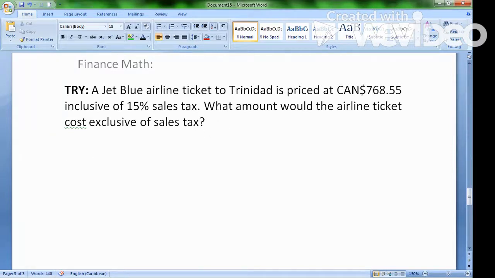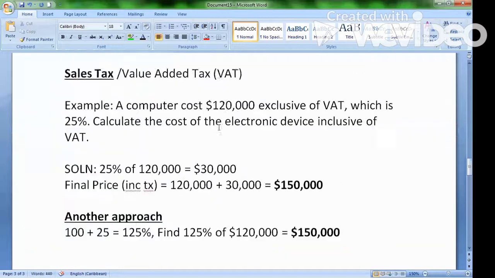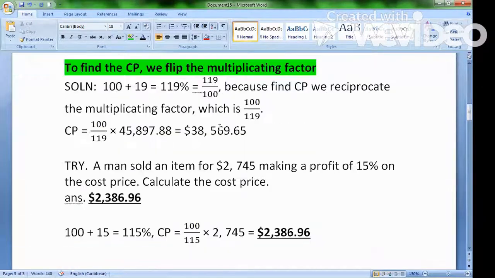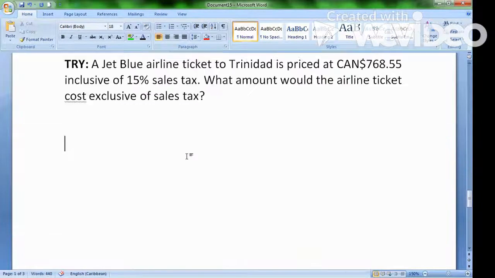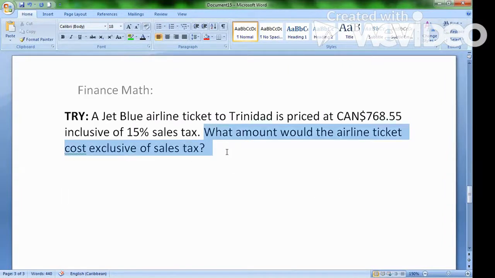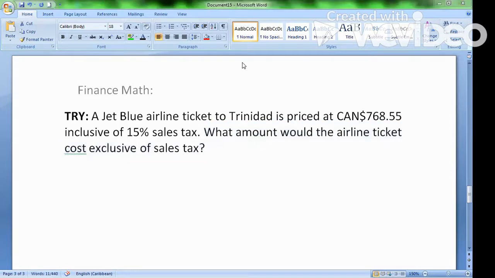Because guess what? It says what amount would the airline ticket cost exclusive? The cost price. And anytime you want to find the cost price, it didn't blatantly say cost price, but if you read it, it's actually cost price. The price of the item before it was taxed, before it was discounted, before you make a profit, before you make a loss. All of that statement means you're going to reciprocate the multiplying factor.